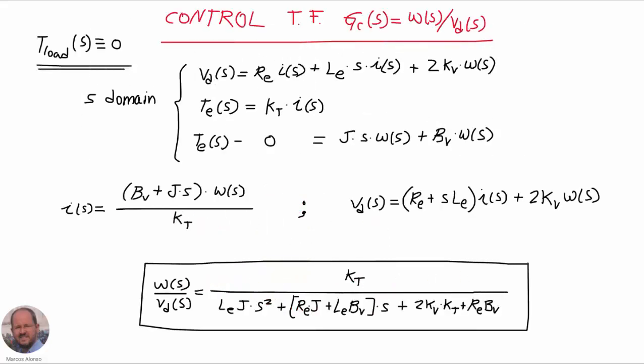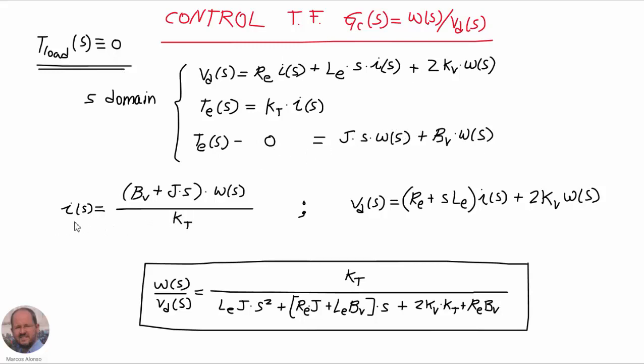To obtain these two transfer functions is a matter of operating on the equations that we have seen. In the case of the transfer function GC, we want to obtain how the angular speed is going to change when we have a change in the DC voltage that we are applying to the motor. So in this case, we are going to make null the perturbations on the load torque. So this variable here, T load, is going to be 0. So we put 0 here, and then we solve this system of equations.